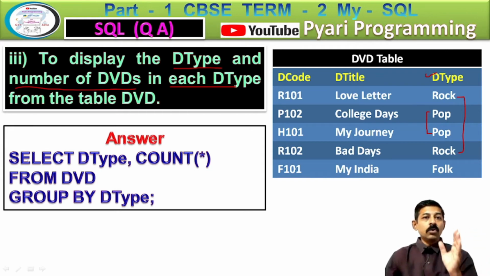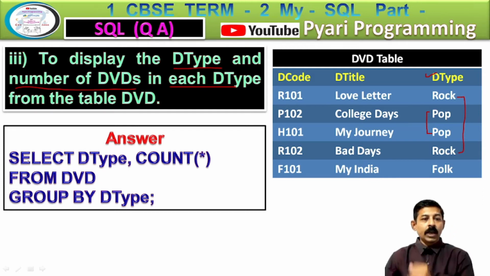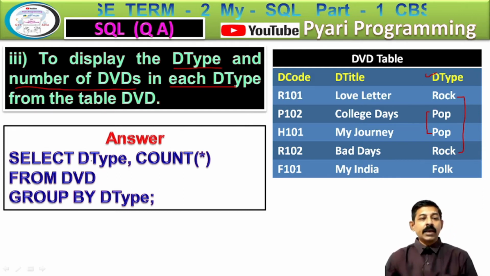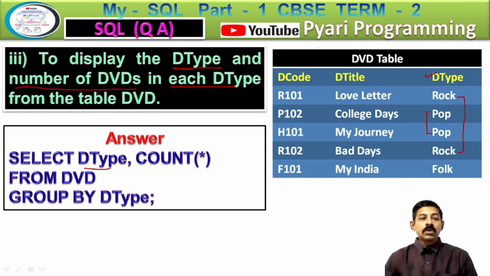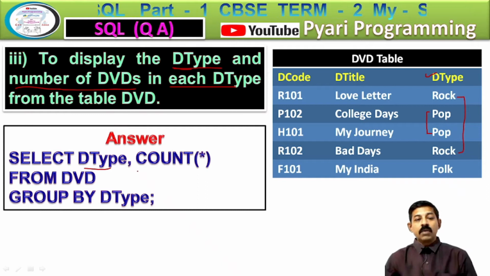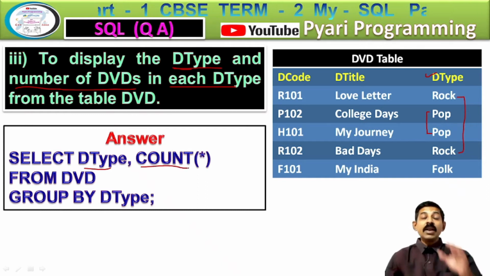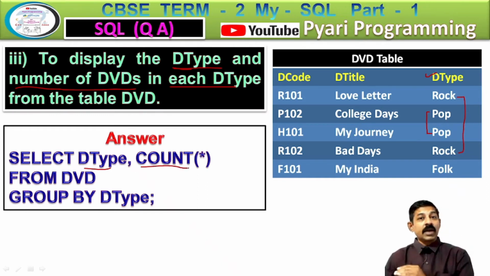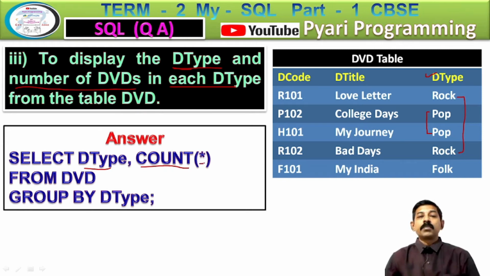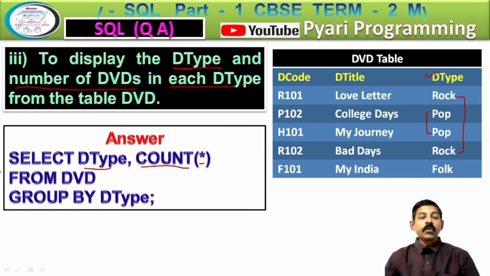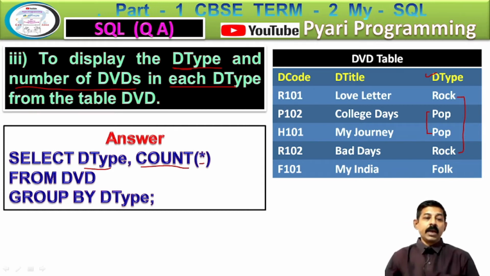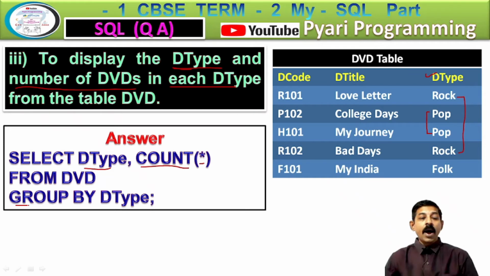Select is the command to extract the information from the table. What do I need to select? I need to select D type as given in the question. Look over here, D type. After that, number of DVDs. So I will use the function called count, which will count the number of records. I'm putting star, which means I need to count all. After that, from which table? From DVD table. Now we need group by.